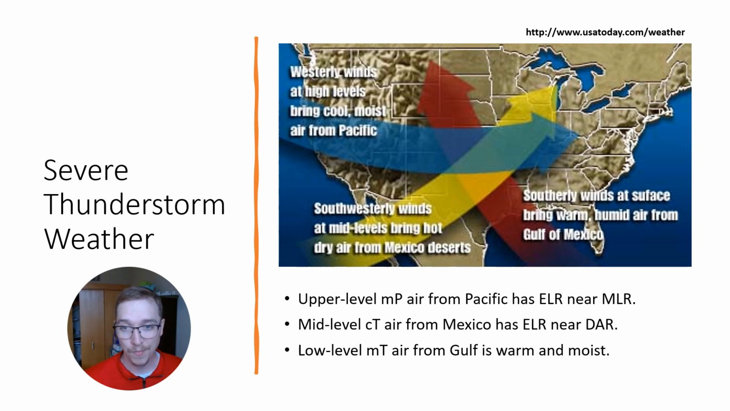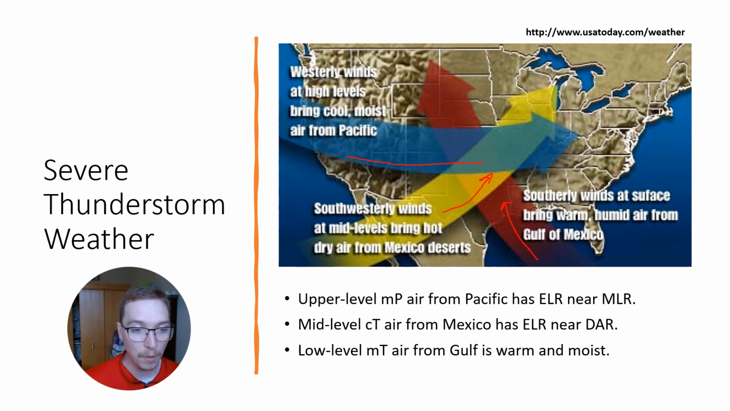So the main impetus for a lot of these types of severe weather patterns is this combination of air masses. We'll see this in much greater detail once we get to our tornado lecture, but it's a mixture of a few different things. We've got this moist air coming up from the Gulf. These southerly winds at the surface bring warm, humid air from the Gulf of Mexico. We've got southwesterly winds at mid-levels bringing hot, dry air from the desert. And we've got these westerly winds at high level bringing cool, moist air from the Pacific.